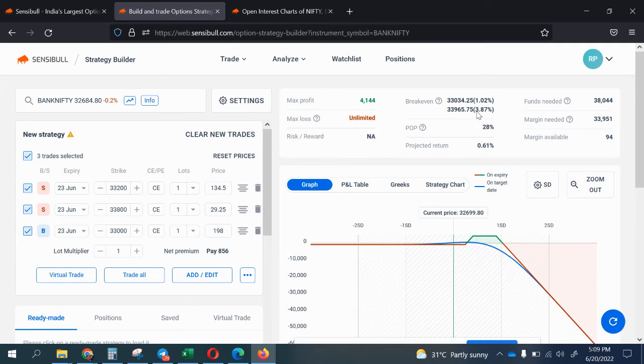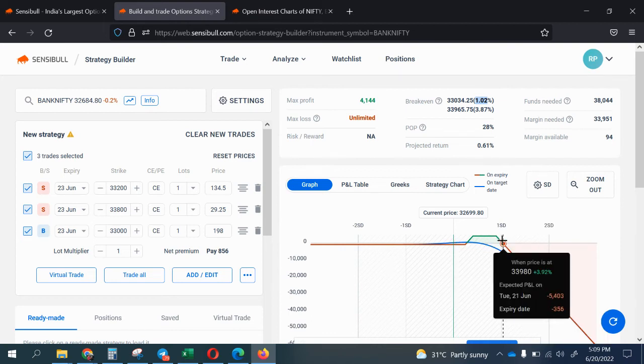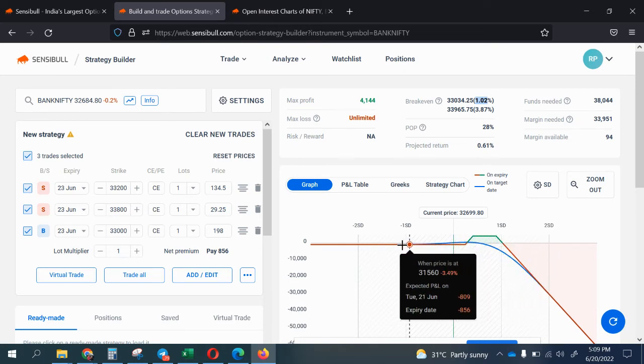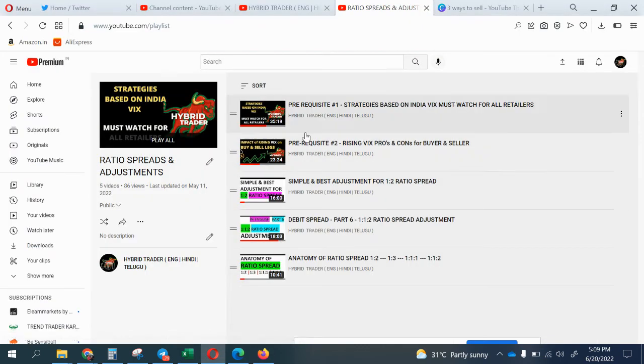Yes, your range on the call side is increasing, and your break even is also increasing. So the market has to make a move of 1% in another 4 days, and then your profit will start showing up. If the market stays here, you will have only an 856 loss. That's it. I've already discussed many adjustments in that. You can shift this call inside and inside and inside, so that this side will become green. Again, for that you have to watch these adjustment videos.